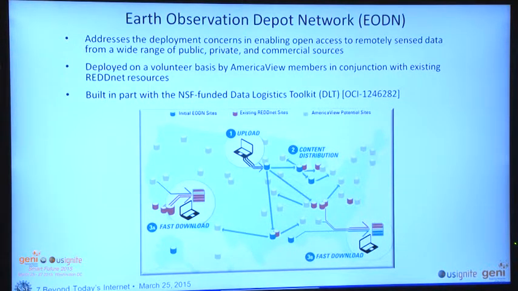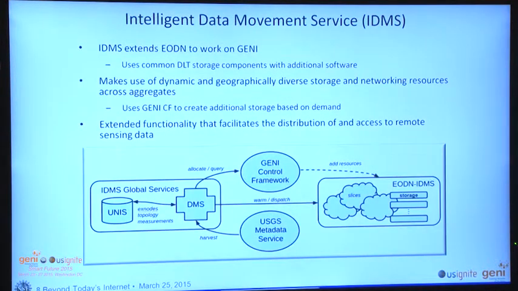So we are building EODN in part with the NSF-funded Data Logistics Toolkit, and the DLT provides the software stack that's necessary for running the depot services and makes it easy to deploy with installable instructions so participants can go to a website, download the packages, and bring up a depot service that can be part of this broader network. The latest instantiation of EODN using DLT is something we call the Intelligent Data Movement Service, or IDMS. And what we've done here is extend the EODN concept to work on GENI and use the GENI infrastructure.